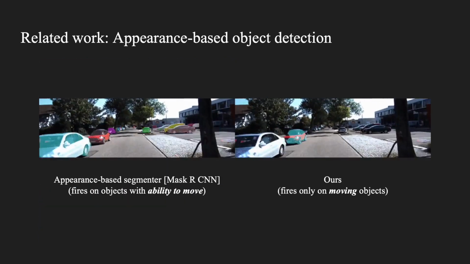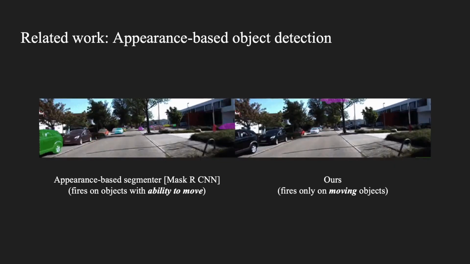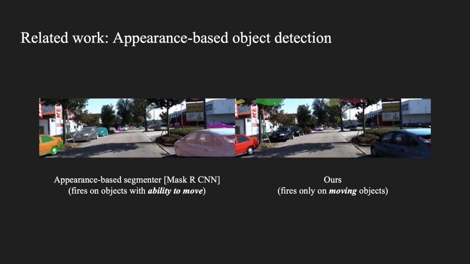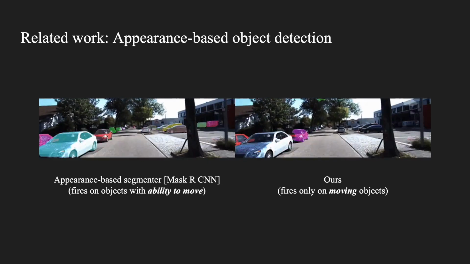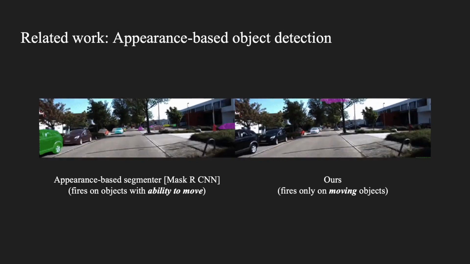Appearance-based detectors fire on every object, but are not able to distinguish objects that are actually moving from static objects that are able to move. Furthermore, they rely on appearance cues and fail for novel object classes not in the training set.